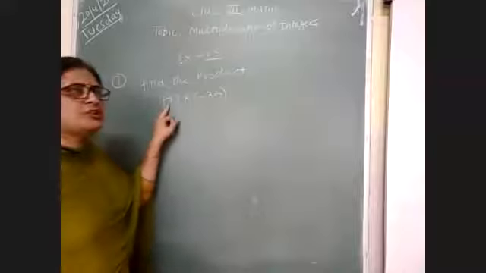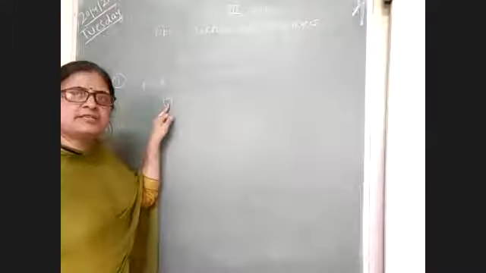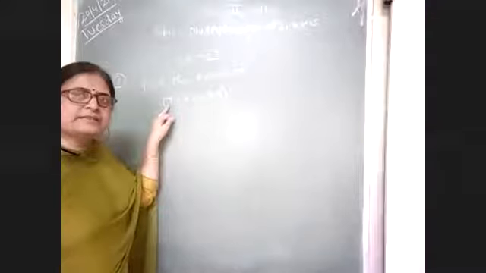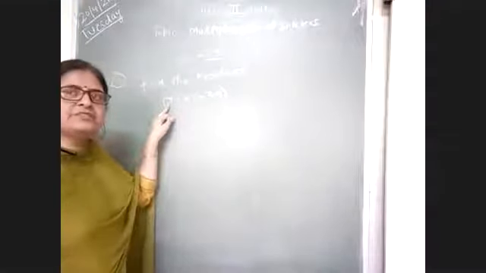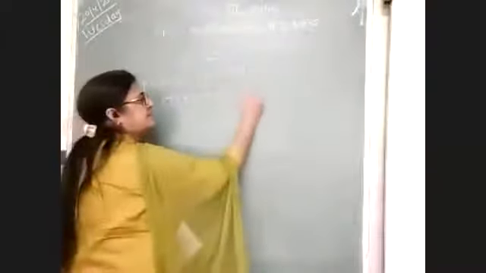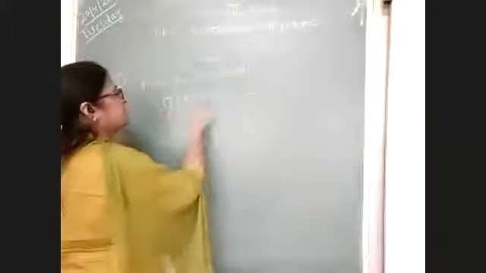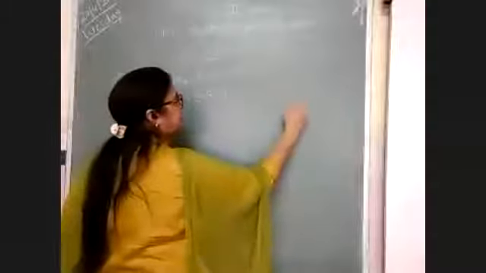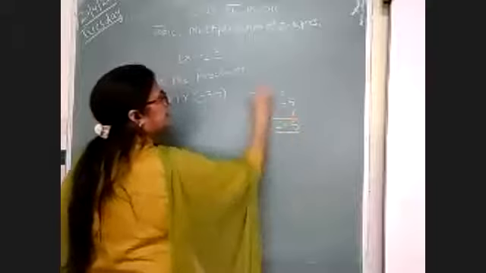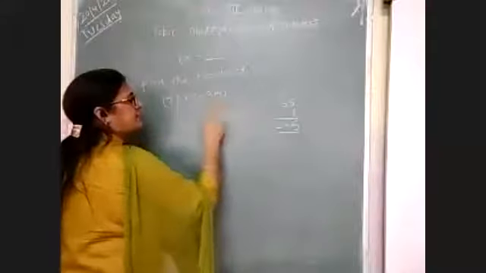This is the positive sign, 7 is plus 7. It means when a positive number is multiplied by a negative number, the result is negative. Okay, first thing it is clear. Now 7 multiplied by 35. 7 fives are 35, 7 threes are 21 plus 3 is 24. So the answer is minus 245.